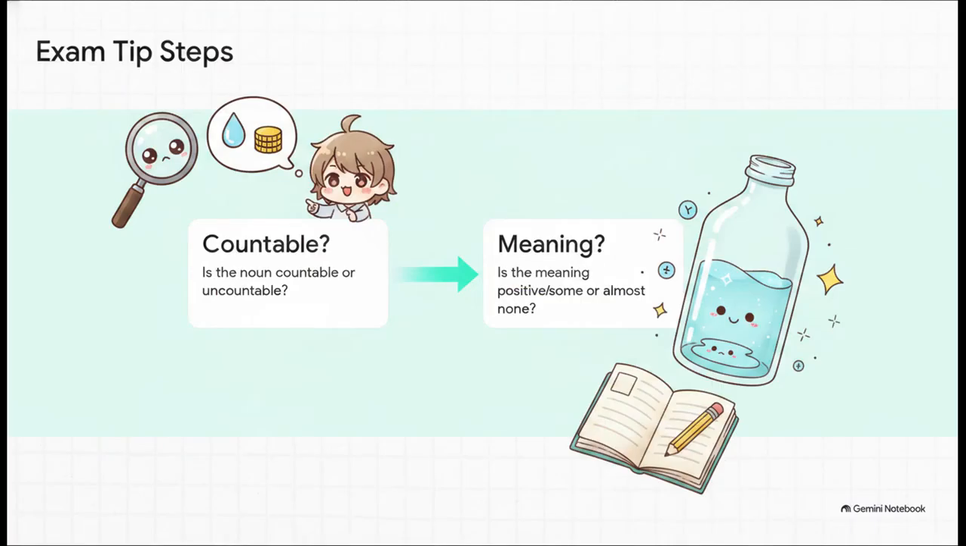When you sit down and actually look at a test, determiners are almost always tested through fill-in-the-blanks. So I want you to turn this into a super simple 2-step game. Let's say the blank is, there is blank water in the bottle. Step 1, look at the noun, it's water. Is it countable or uncountable? Uncountable for sure. Boom, you've just eliminated many and few from your options. Step 2, what's the intended meaning? If the context says we are super thirsty and have nothing to drink, the meaning is almost none, so the answer has to be little. But if it says we have enough to survive, the meaning is positive, so it's a little. Apply these 2 steps, and the right answer literally reveals itself every single time.